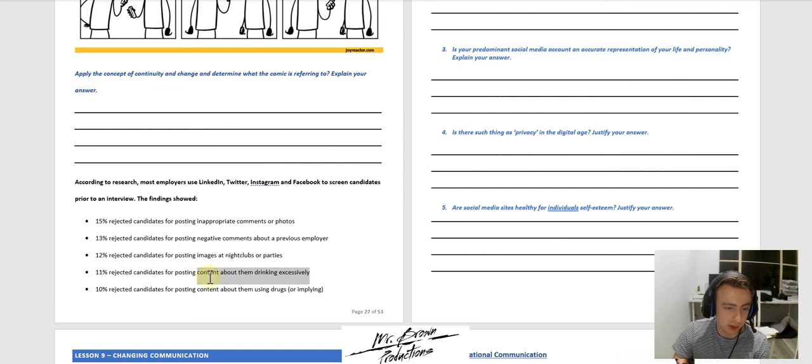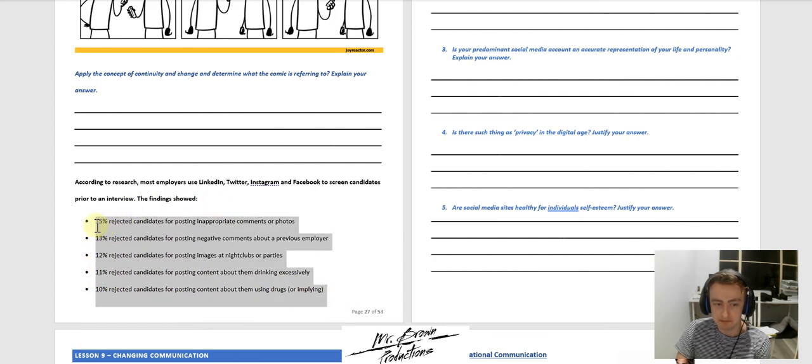11% rejected for posting about drinking excessively. So, you know, if everyone has a photo on their Instagram with alcohol in their hand, or a cruiser, or a UDL, or whatever other lame drink that might be on a social media profile, you may get rejected for a job for that. And then even posting about using drugs or even implying it. So you can see there, if you add up all those percentages, 50% of people may get screened out for any of those reasons above.